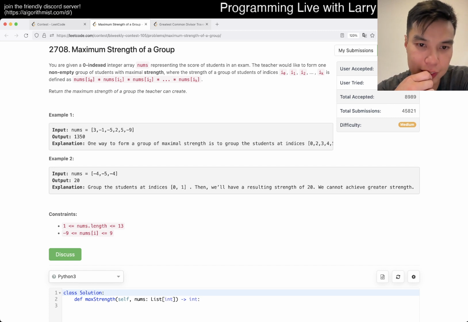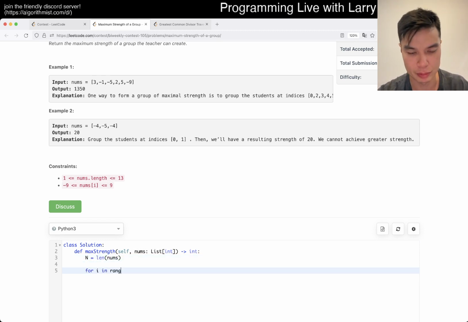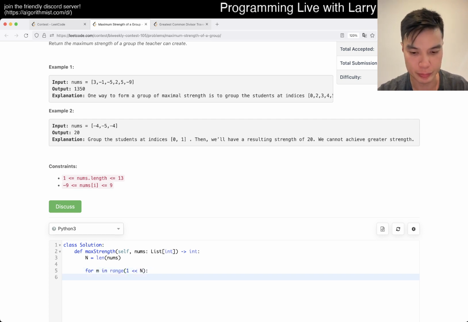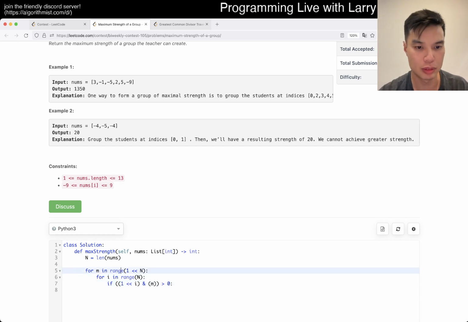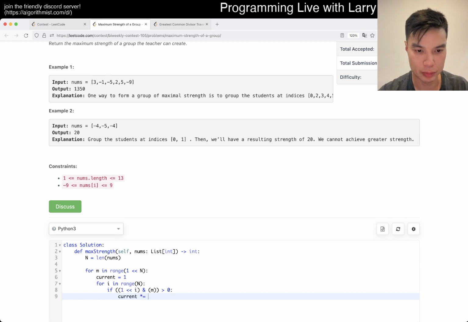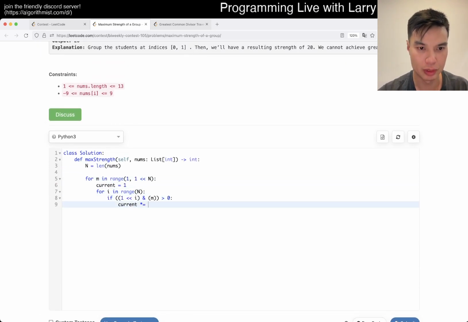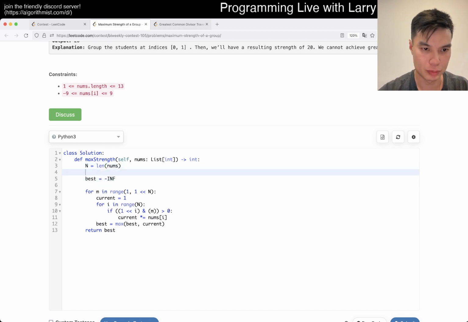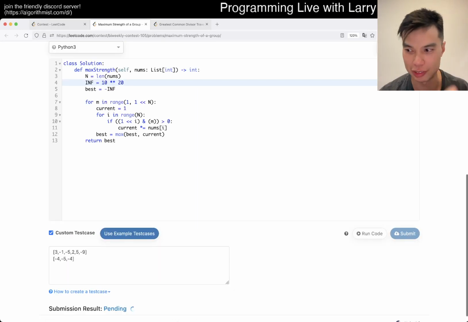Oh, it's not a substring. Okay, that's the part that I missed. It's a substring. I mean, then this is silly. Non-empty, okay, that's the part I was looking for. 13.50. Oh, it is actually the answer. Okay, fine.